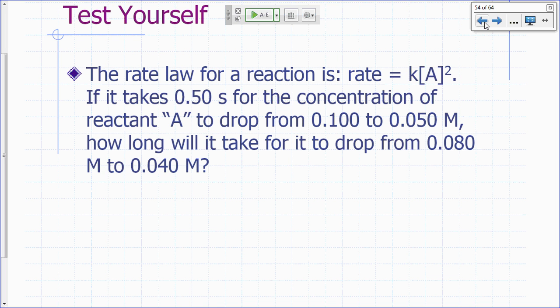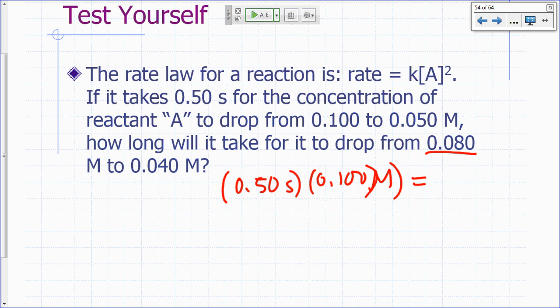Yeah, it's similar. This is from 0.08 to 0.04. What would you have to do here? Then you say 0.50 seconds times, starting from 0.1, right? Moles per liter is equal to X, the half-life, when you start from 0.080 moles per liter. So you divide both sides by 0.08, you can get your half-life right there.